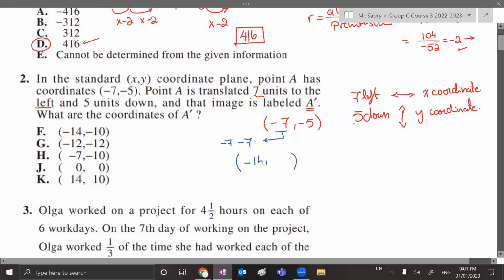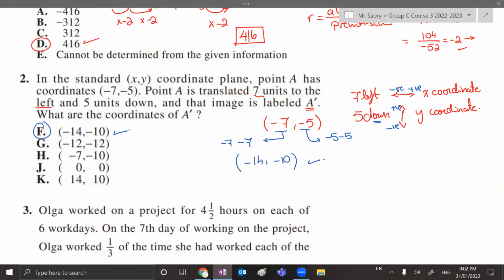بعدين ال down وال up لما move down, is this negative ولا positive? Down negative و up positive. زي ما في left و right يمين positive و left negative. So accordingly برضو هنا هاخد ال negative 5 وهعملها minus 5 كمان عشان هي went down 5. So ال y coordinate هتبقى ب negative 10. So this is my new coordinate, negative 14 and negative 10. F is the new A dash.